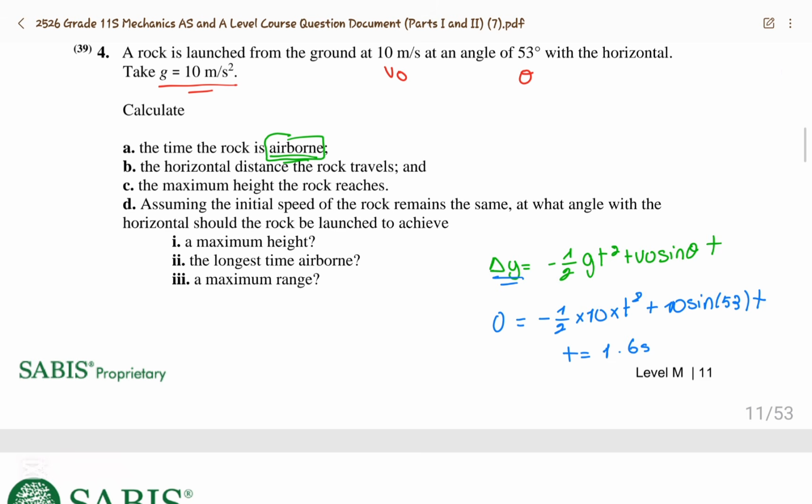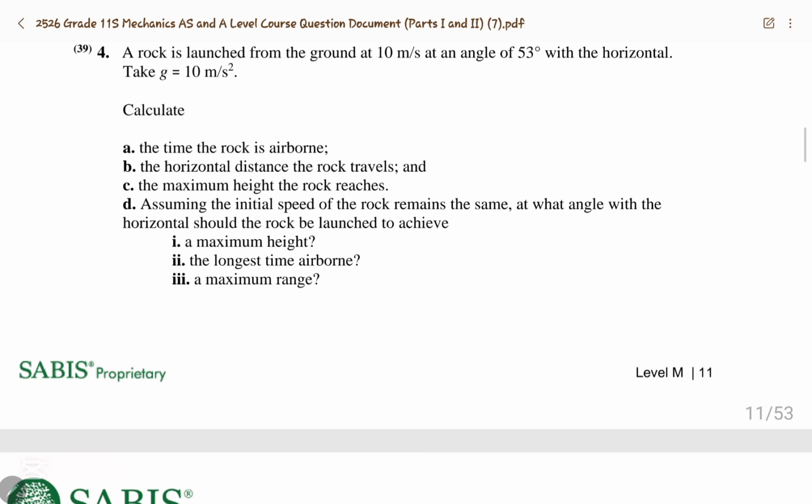Now, another way to do this, only in this scenario, because it starts from the ground and ends on the ground, not going down a building, is we can use t range. What's the value of t range? It was 2 v0 sine theta over g, I believe. So you put it on your calculator, 2 times 10 times sine 53 over 10, and you will also get 1.6 seconds. So that is it for part A. We'll now move on to part B.